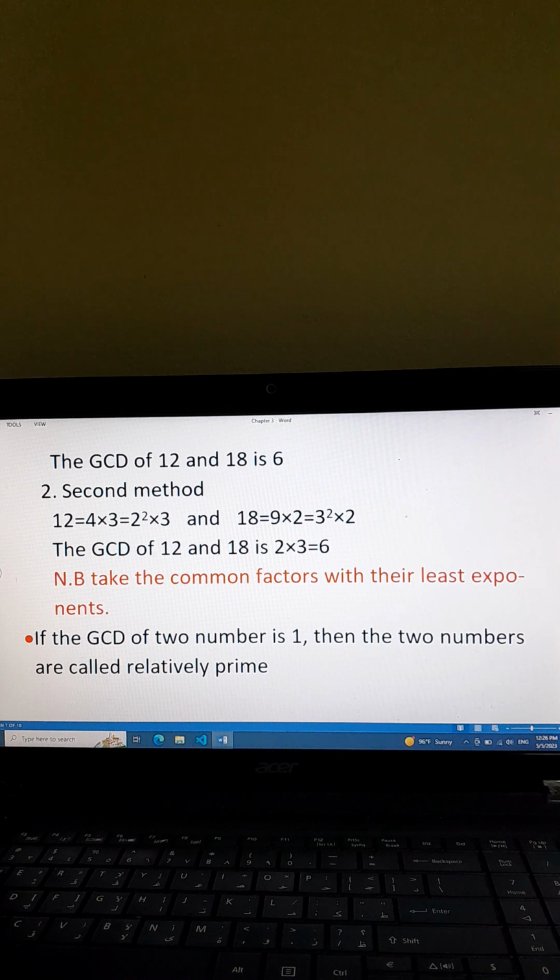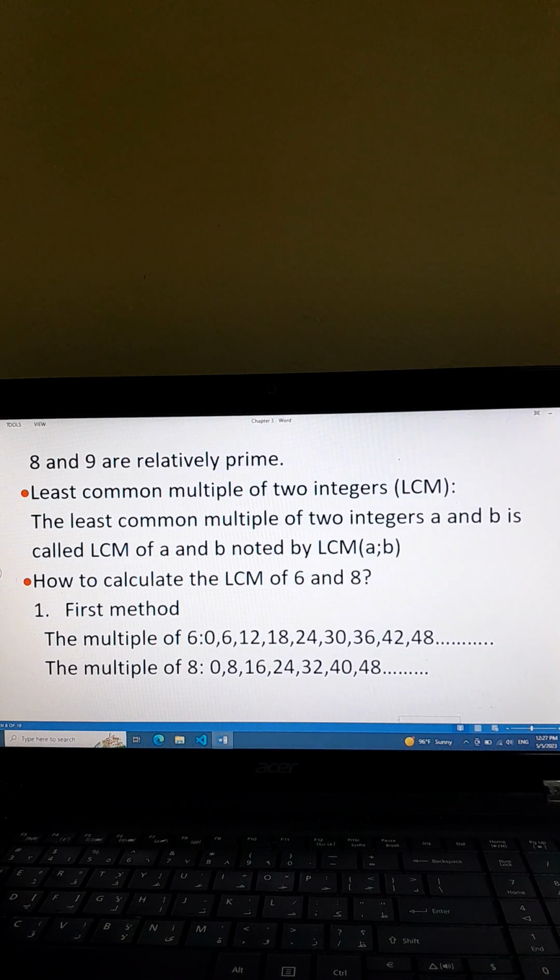If the GCD of two numbers is 1, then the two numbers are called relatively prime. If the GCD of two numbers is equal to 1, these two numbers are called relatively prime. 8 and 9 are relatively prime.